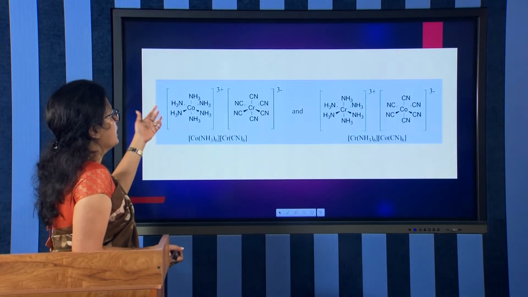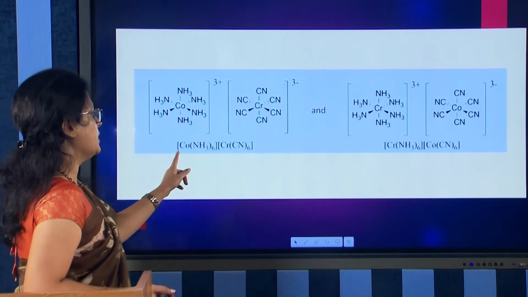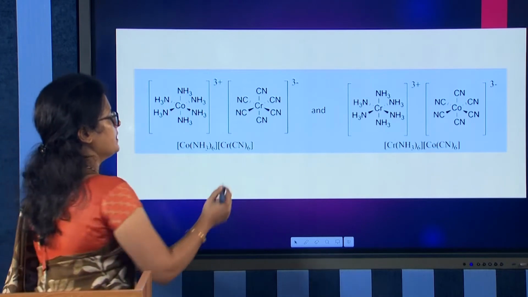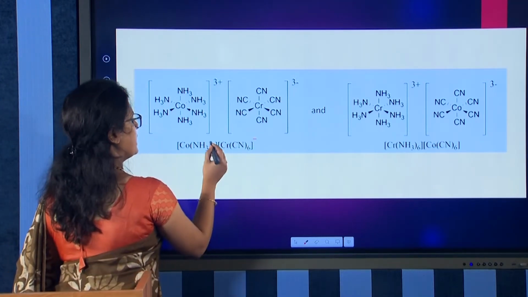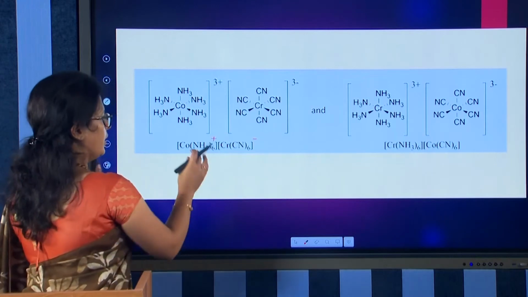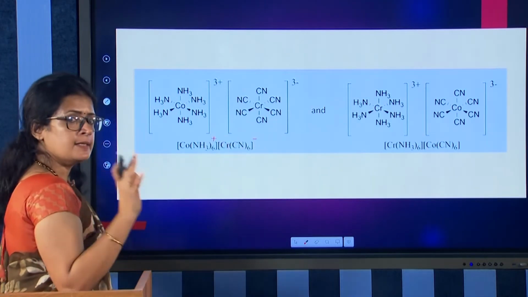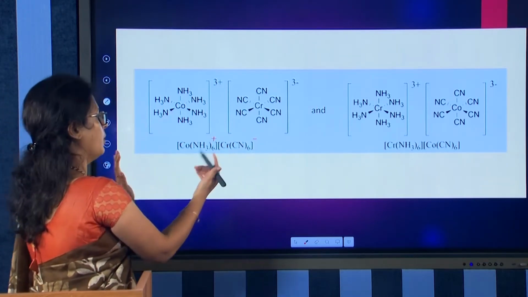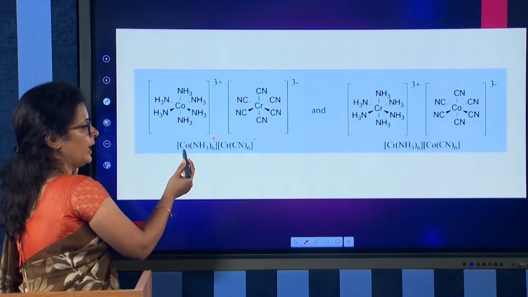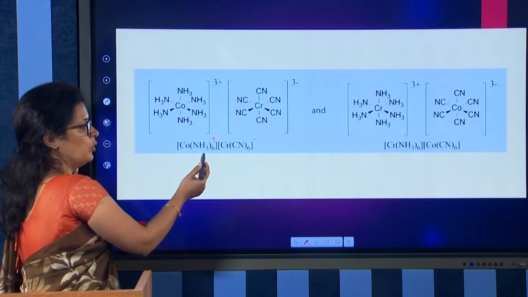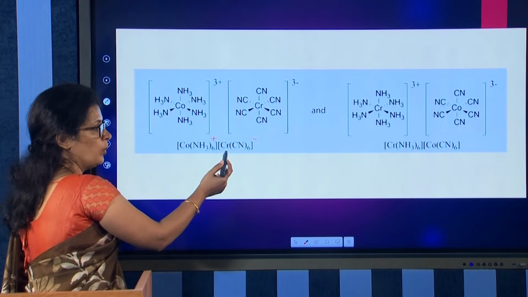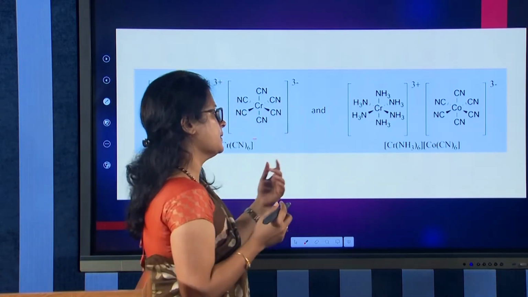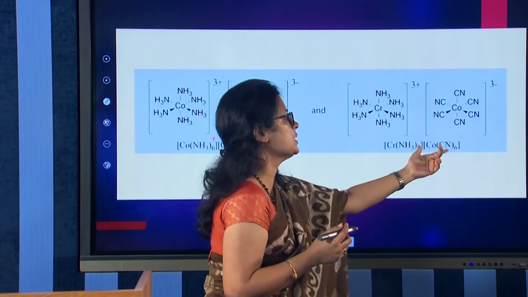See the complex: [Co(NH3)6][Cr(CN)6]. The whole thing is a complex compound. This is the cationic part, and this is the anionic part. So a cationic part and an anionic part arise in the same compound, and the whole thing is a coordination compound. Here, see the central metal atom cobalt with 6 ammonia ligands, and another central metal atom chromium with 6 cyanide ligands. Now coming to the next example, [Cr(NH3)6][Co(CN)6].